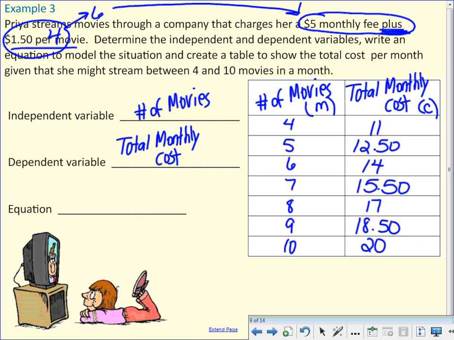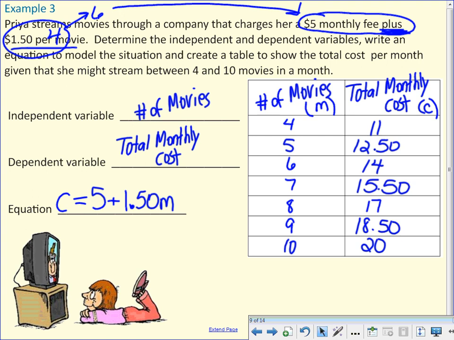Equation. So how are we finding out what the cost is? How are we getting that cost? Right, it's $5 plus $1.50 per movie. Remember, per means to multiply. So it's $5 plus $1.50 per movie. Any questions on how we set up that equation? Y and M.